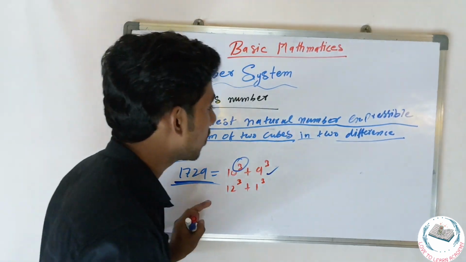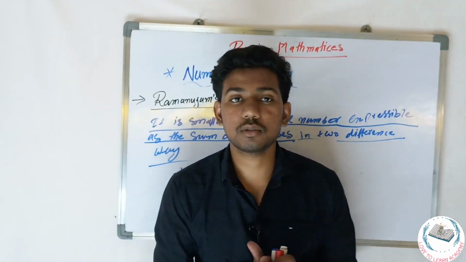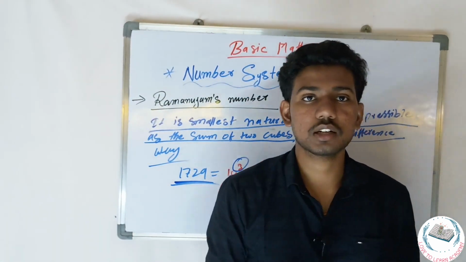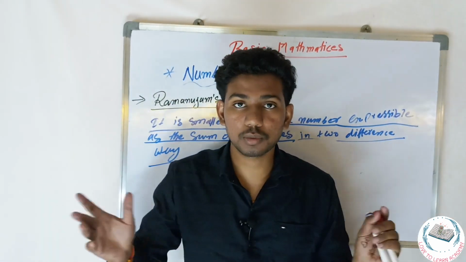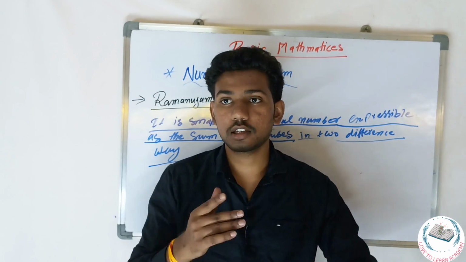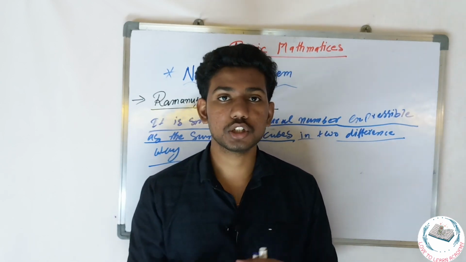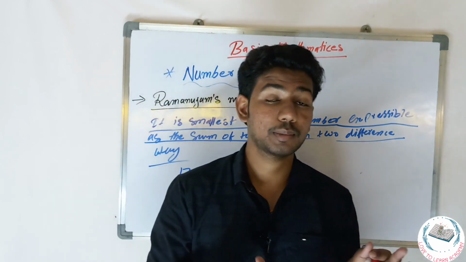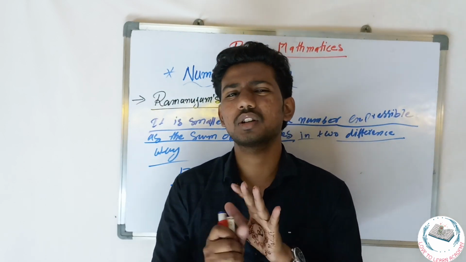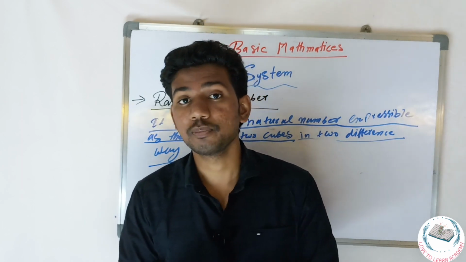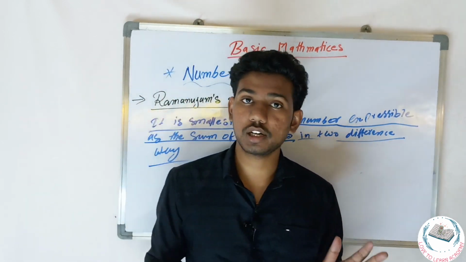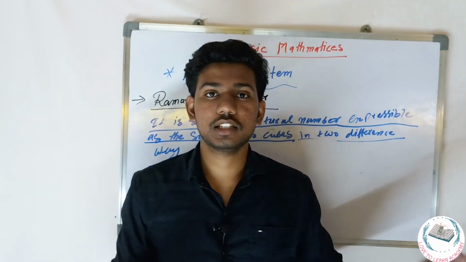I hope you understand the Ramanujan number. We already talked about our number system. Our number system is totally completed, like natural numbers, whole numbers, prime numbers, composite numbers, twin primes, and whatever is present in it, including imaginary numbers. Nothing else is left in this number system.